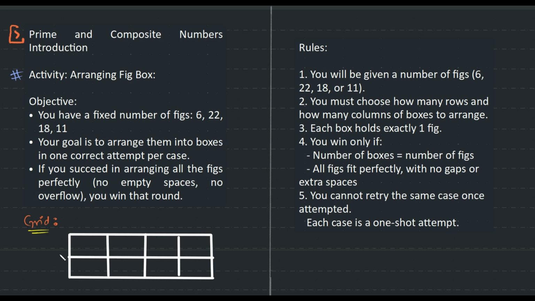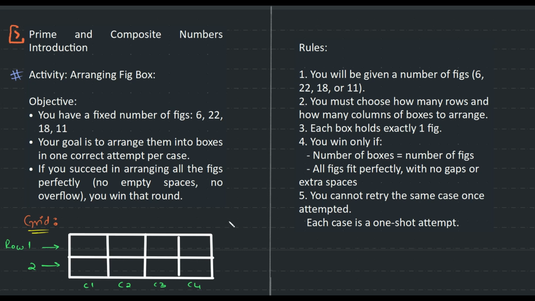This is an example of a grid. This is a row. We can call this row 1, and this is row 2. Okay, my handwriting is pretty bad over here. Row 1 and row 2. This is column 1, column 2, column 3 and column 4.